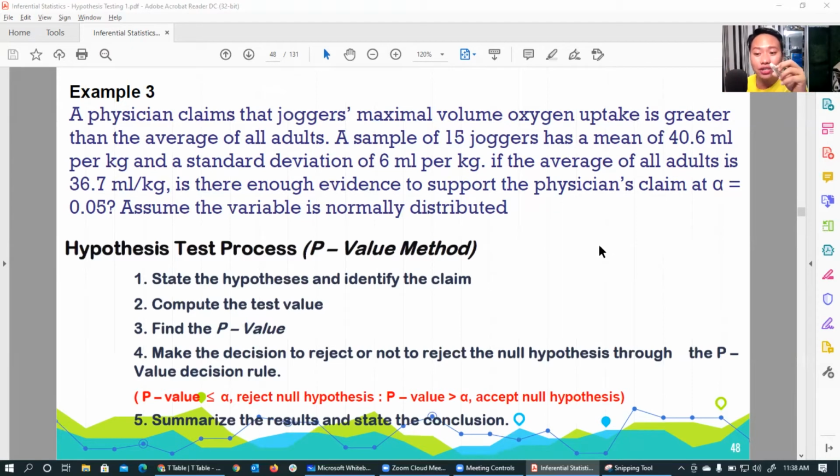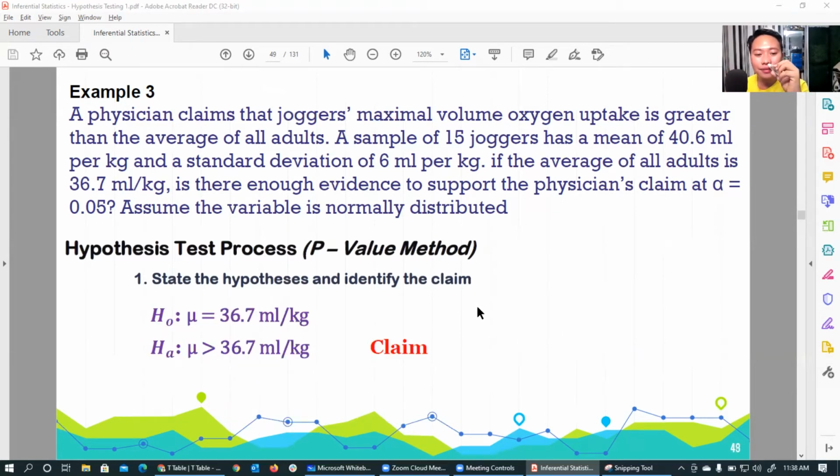Let's check your answers, Angela. There you go. So the null hypothesis is equal to 36.7 ml per kilograms. The alternative hypothesis is greater than 36.7, because of this statement here. Question. No questions so far? Okay.